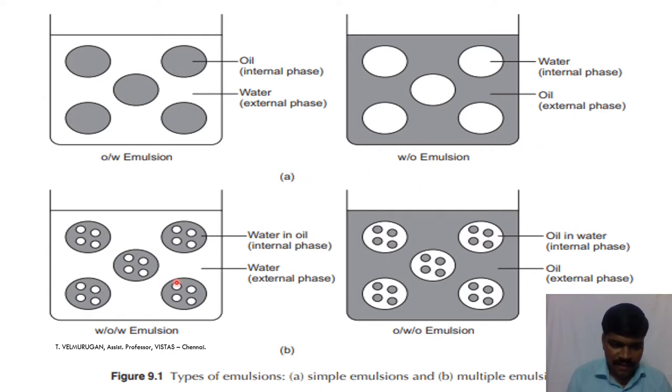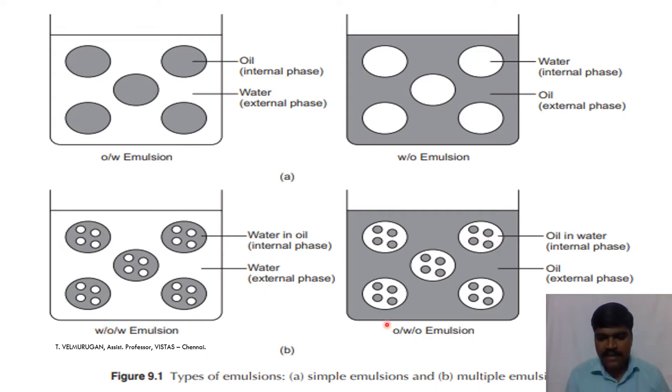Then come here. This is water in oil in water emulsion. How can we pronounce it: water in oil in water emulsion. Why? Because, as I already said, multiple emulsion means there are two internal phases. Only then can we call it a multiple emulsion. So here, see, water in oil is considered the internal phase, then water is the external phase. So we have to call it water in oil in water emulsion.